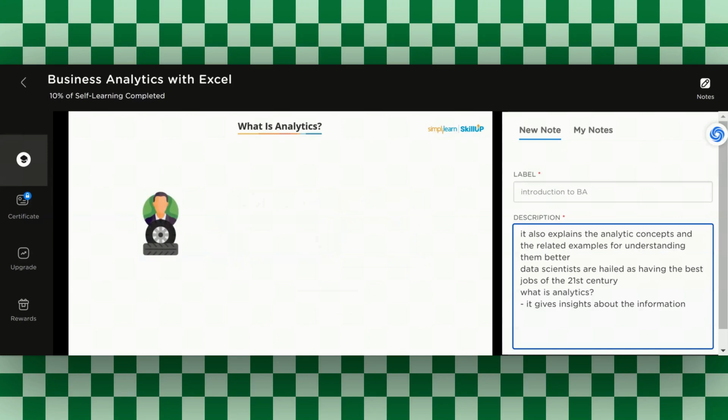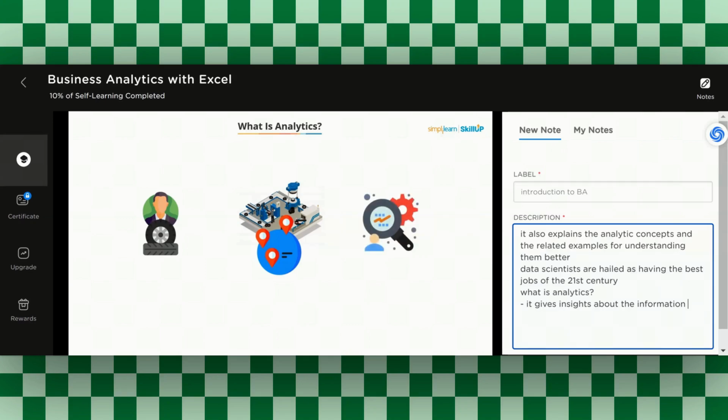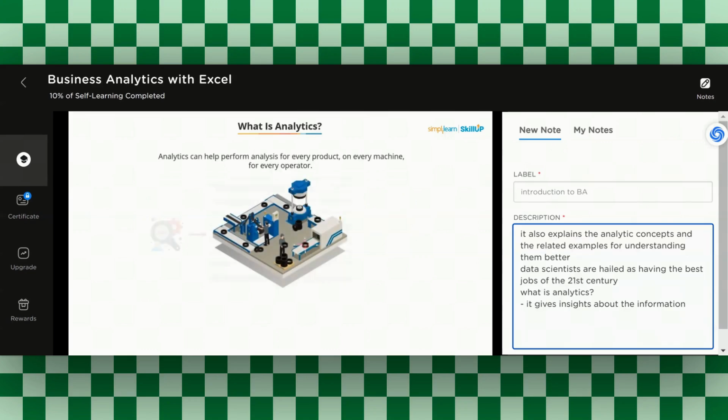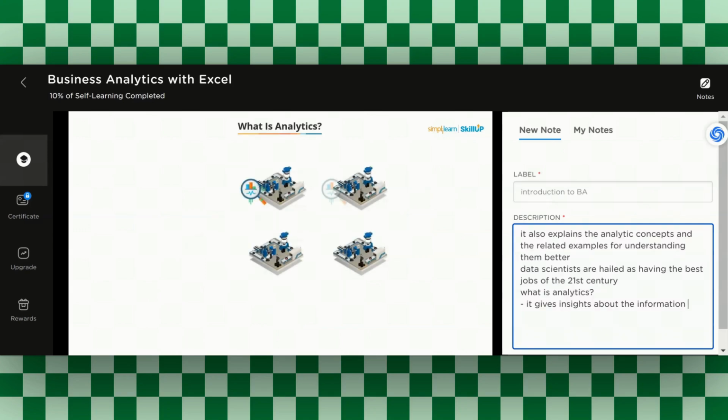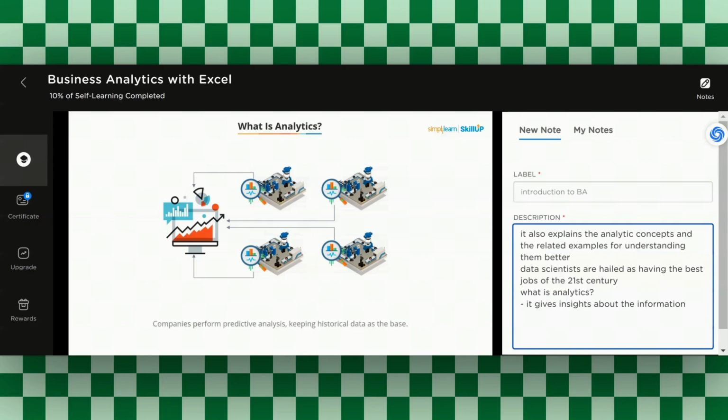For example, say the operations head of a multinational tire company wants to do a detailed analysis of defects during tire production at its various manufacturing plants across the globe. Every time there are defects on the tires during the manufacturing process, the defect is stored with a predefined defect code. Through proper analytics implementation mechanisms, the operations head can perform an analysis for every product, on every machine, for every operator. He can also obtain results for the number of defects in each plant. This is how companies optimize their supply chain performance using this concept. They do a predictive analysis, keeping historical data as the base.